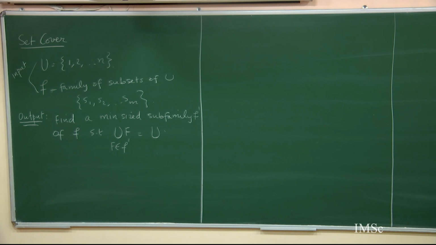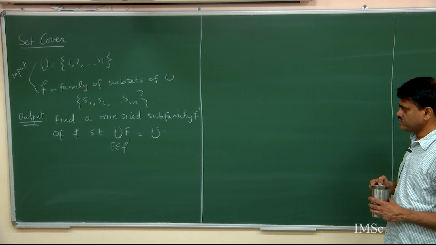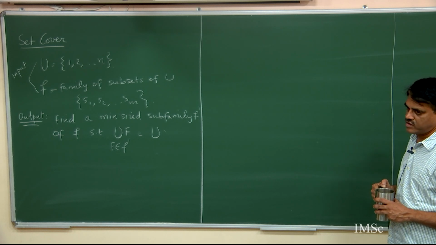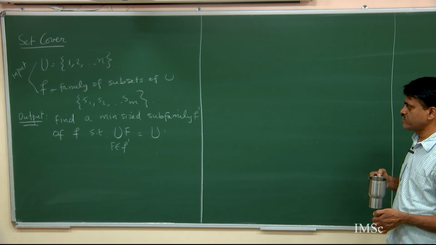This is an NP-hard problem. I mean, you all probably know already what NP-hard means, and it models a lot of natural problems like vertex cover, dominating set, and so the best you can hope for is an exponential time algorithm.